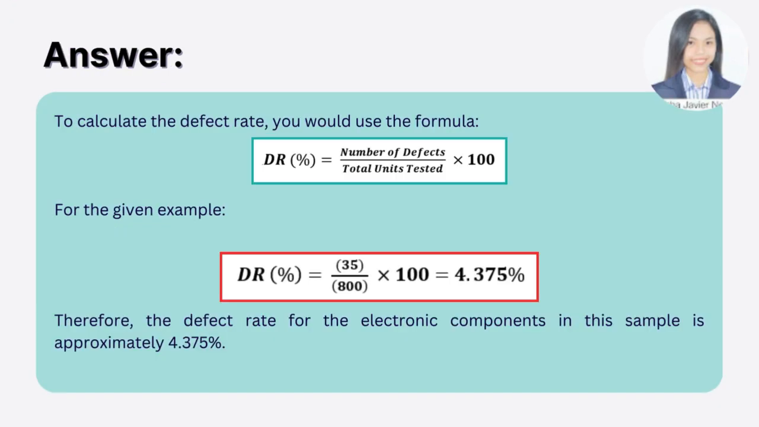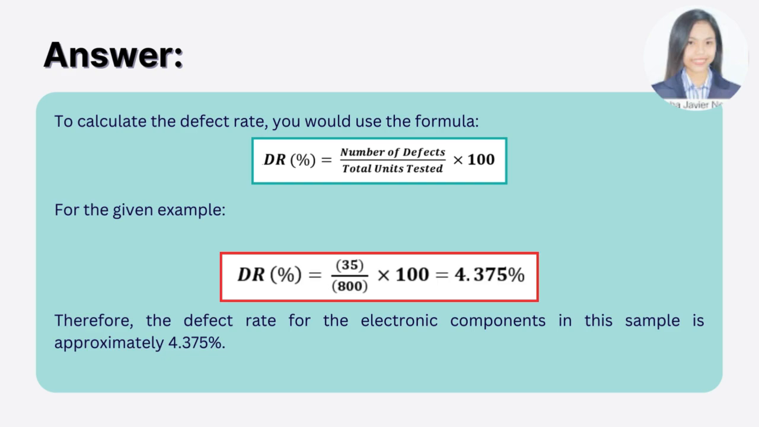To calculate the defect rate, we will use the formula: defect rate in percent equals the number of defects over the total units tested, multiplied by 100. From the given example, we will be substituting the 35 units defective over the 800 total units tested, multiplied by 100, and we will get 4.375%.